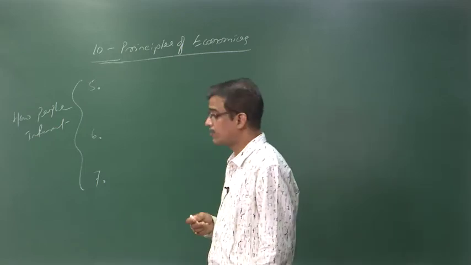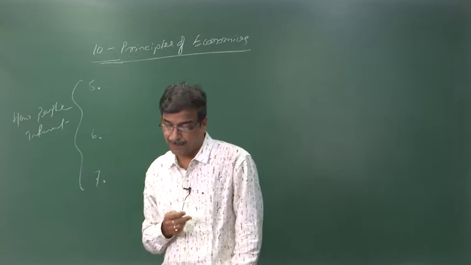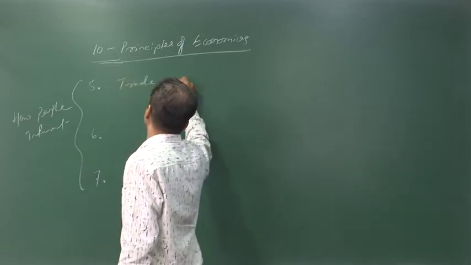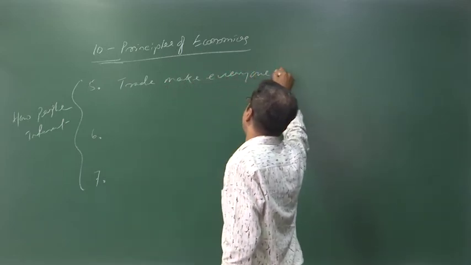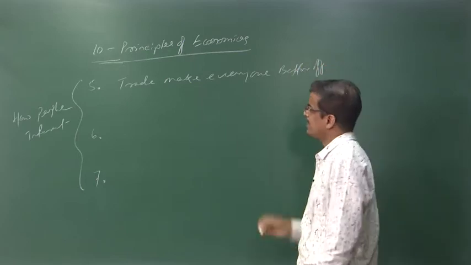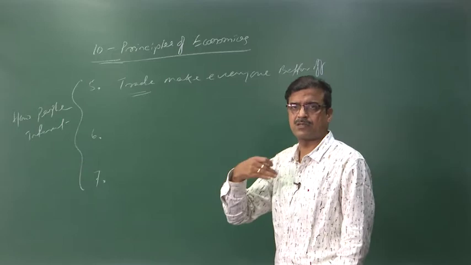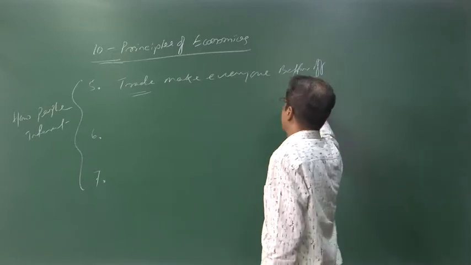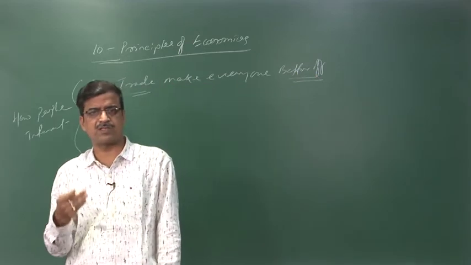We start with the 5th principle: trade makes everyone better off. What is that trade? Trade means the trading between countries, between nations, or something else. And here trade makes everyone better off. Why do we take the trade? I mean, why do we trade between the countries?